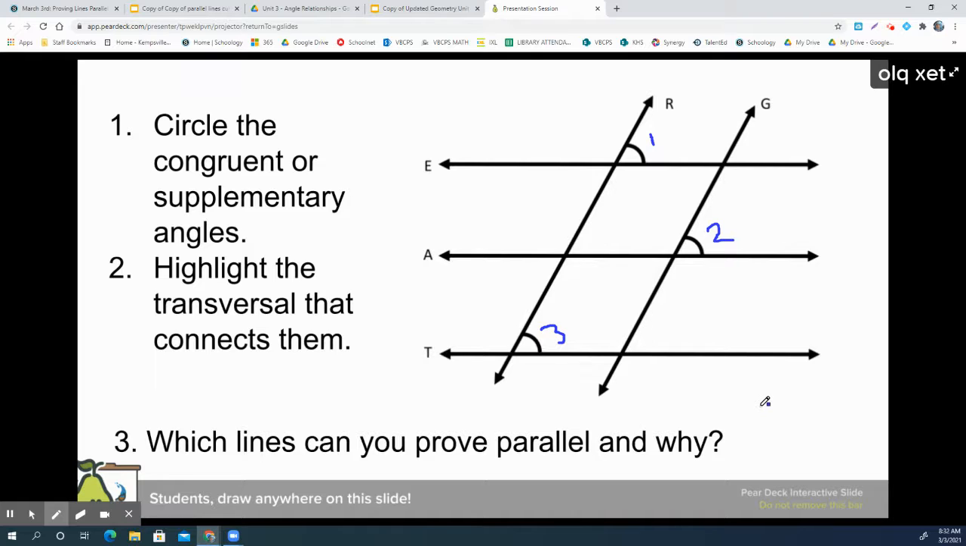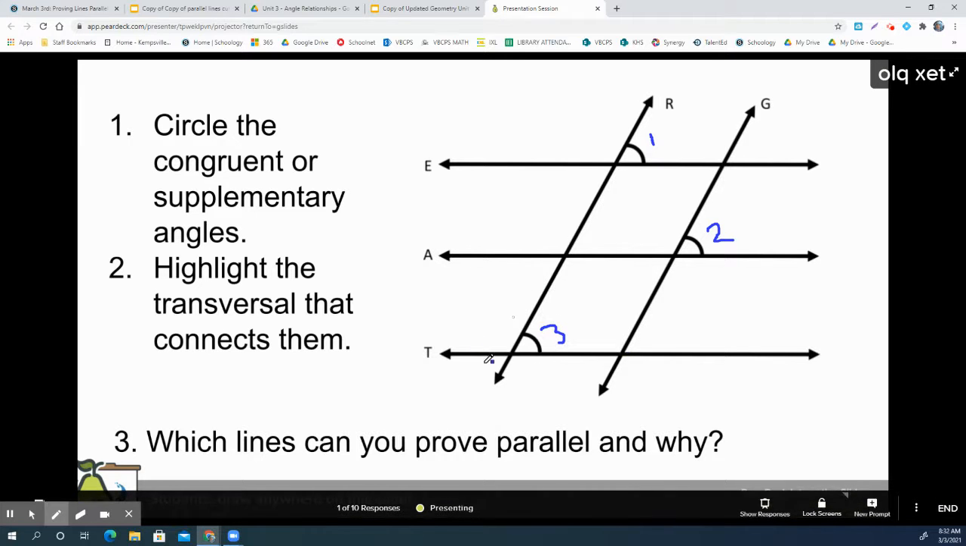Which one is not part of a pair that's connected to anything with a single line? Which angle can I throw out? 1, 2, or 3? Couple people say 2, couple people say 3. Defend yourself. Is 3 connected to anything?